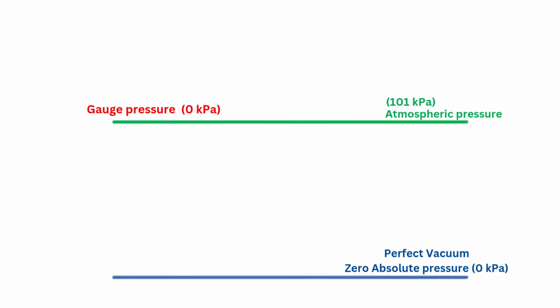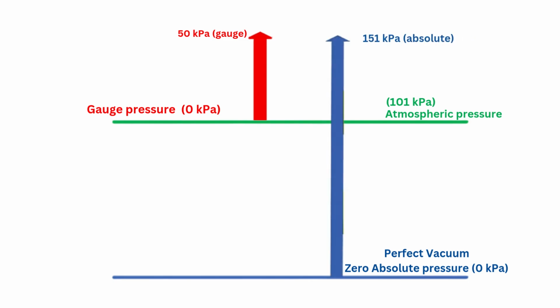Let's go with an example to understand each one. If the gauge shows a 50 kilopascal reading, the real pressure, which is the absolute pressure from vacuum, is 151 kilopascal. In other words, in this case, atmospheric pressure 101 kilopascal plus gauge pressure 50 kilopascal equals 151 kilopascal, and this 151 kilopascal is the absolute pressure.